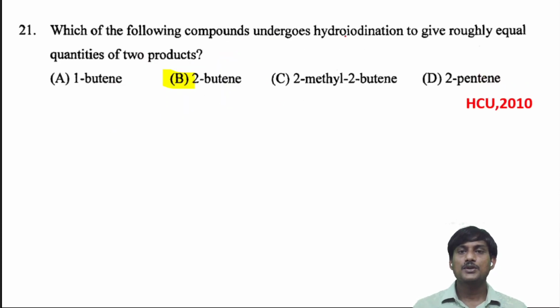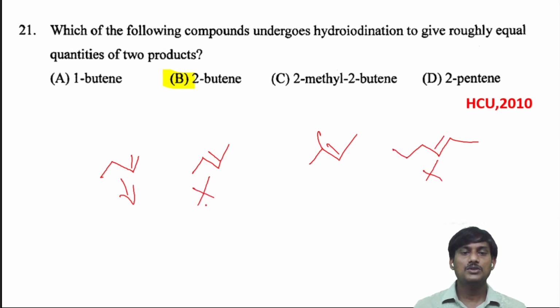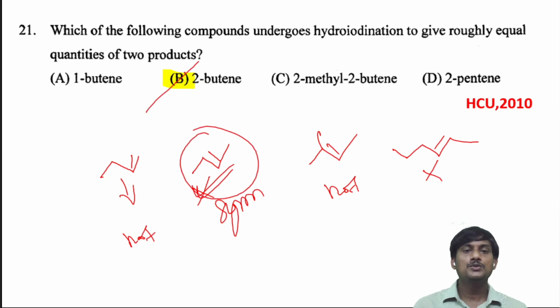Which of the following compounds undergoes hydrohalogenation to give roughly equal quantities of two products? 1-butene is not symmetric. 2-butene is a symmetric alkene, 2-methyl-2-butene is not symmetric, and 2-pentene is also not symmetric. Sorry, this one is symmetric, and this one is not symmetric. This one is also not symmetric. So this molecule, 2-butene, gives roughly equal quantities of two products.